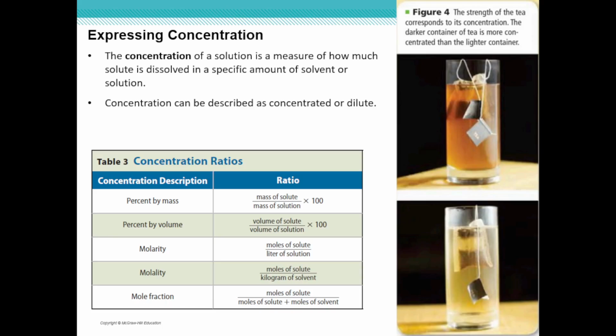So for percent by mass, we would look at the mass of the solute divided by the mass of the entire solution. The mass of the part that we want to analyze compared to the mass of the entire thing. We could also do percent by volume. We could do the volume of the solute compared to the volume of the entire solution. We could do moles of solute compared to liters of solution. That's one of the most common ways to represent concentration in chemistry.